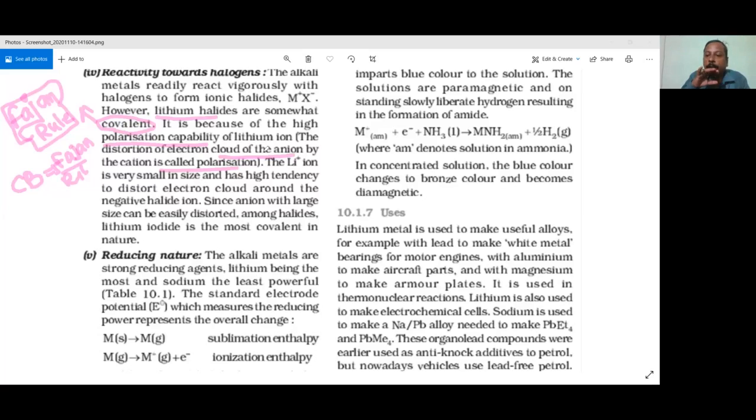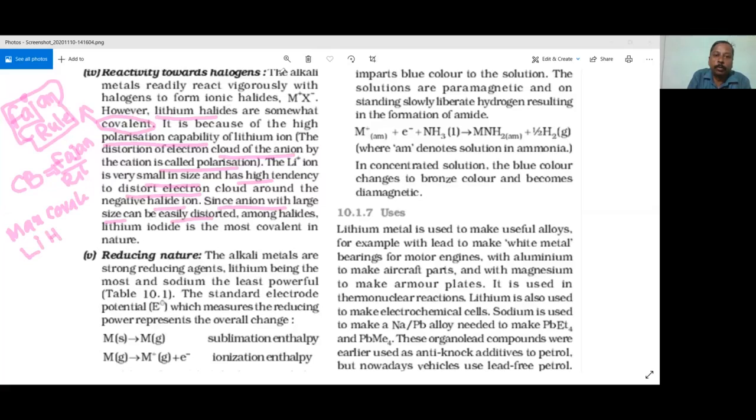Why are lithium halides somewhat covalent? Due to the high polarizing power of lithium plus, which is further due to its very small ionic size and high tendency to distort the electron cloud around the negative halide ion. Since an anion with large size is easily distorted, the maximum covalent character will be found in lithium iodide.